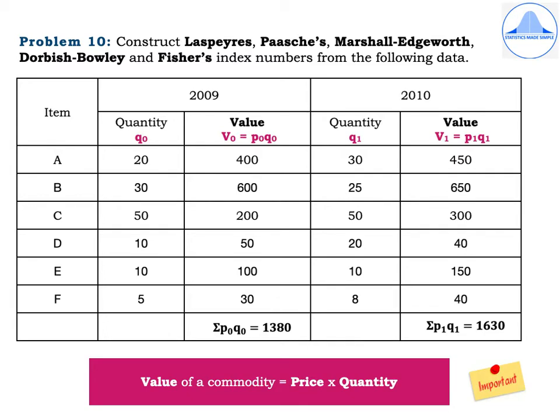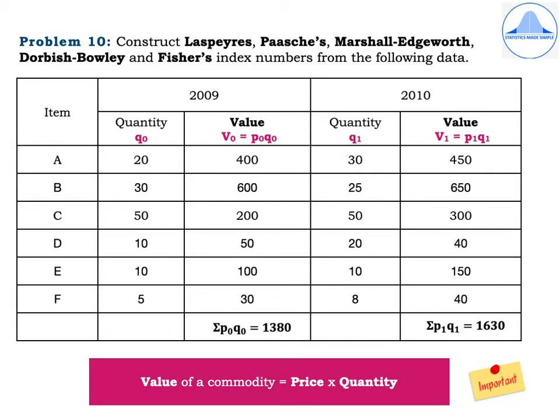2009 quantities are 20, 30, 50, 10, 10 and 5, and the values for 2009 are 400, 600, 200, 50, 100, 30. Similarly, the quantities for the year 2010 are 30, 25, 50, 20, 10, 8, and the values for 2010 are 450, 650, 300, 40, 150 and 40.